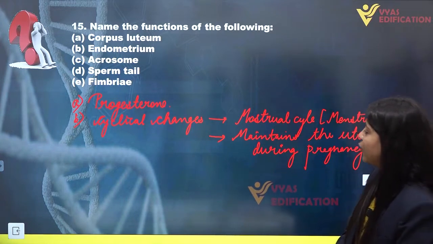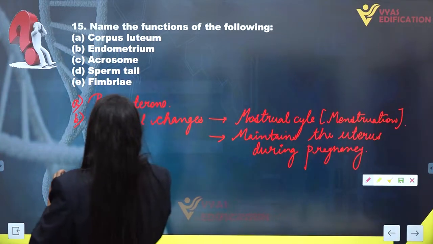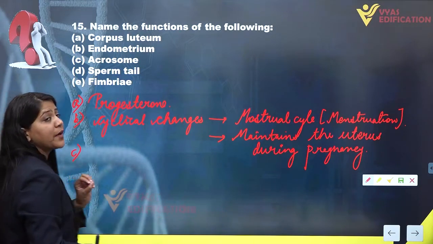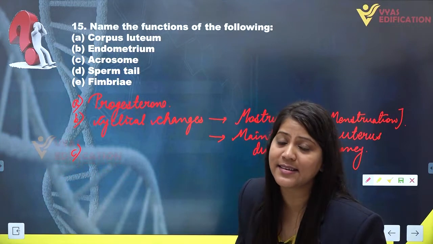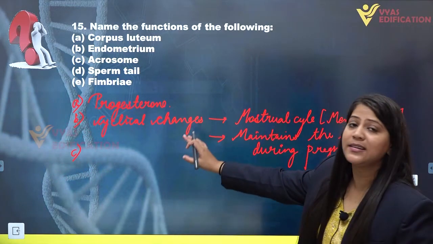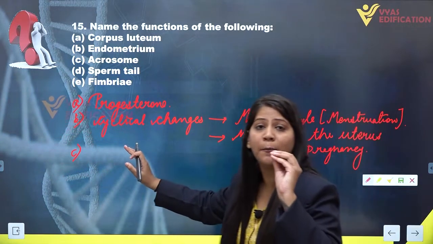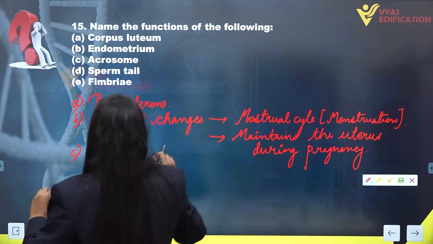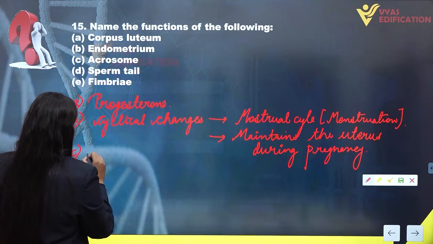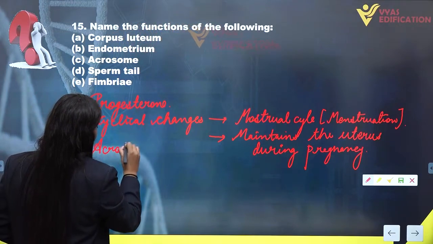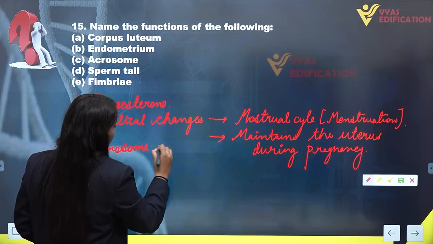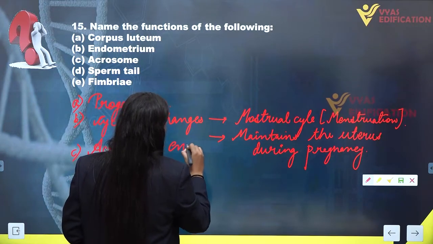Next we have acrosome. Acrosome is filled with some special type of enzymes, that is hyaluronidase enzymes. The enzymes present in the acrosome help in the fertilization process. Here we can write this, acrosome is having enzymes.